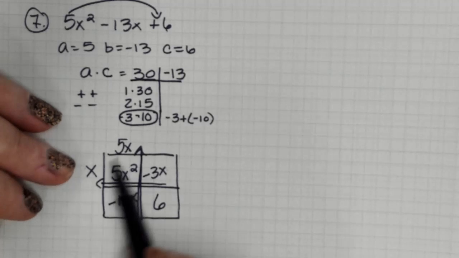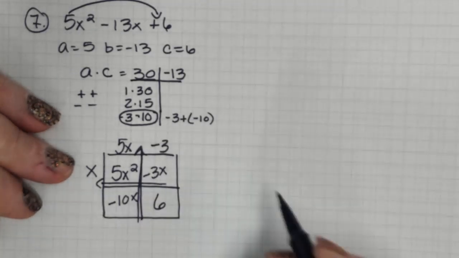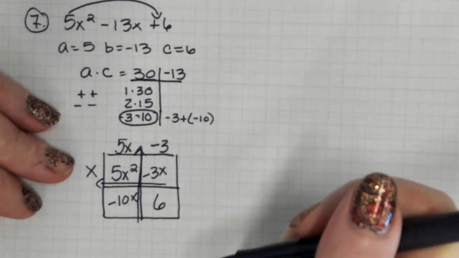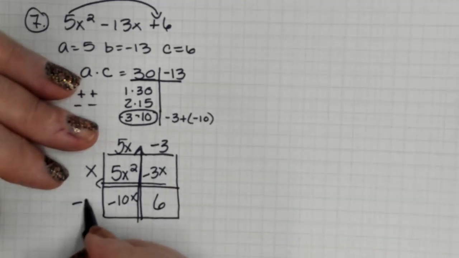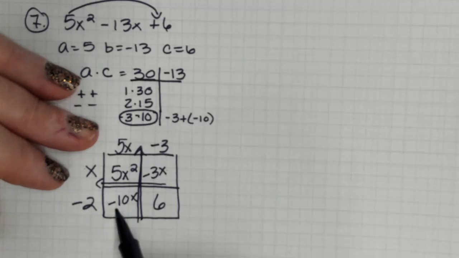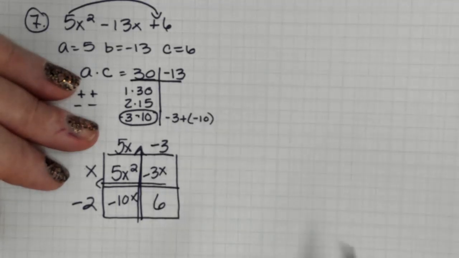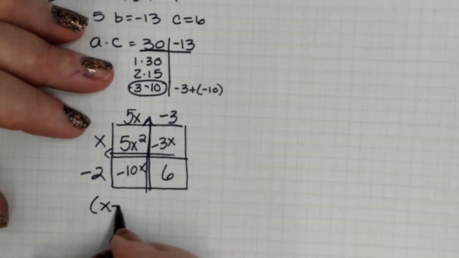Now, x times what will give you a negative 3x? Minus 3. And also 6 and 3, 3 is the greatest common factor. 5x times what gives you negative 10x? 5 times negative 2, negative 10. Negative 3 times negative 2 is positive 6. So you have successfully found your 2 factors.